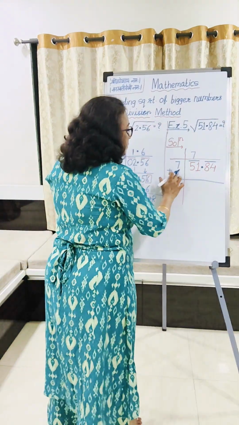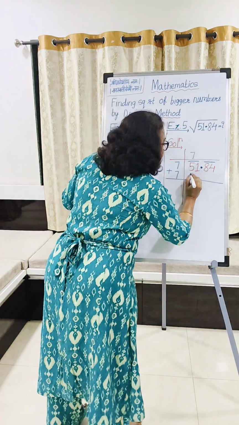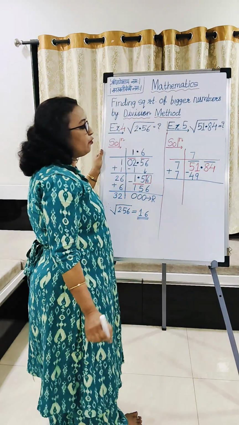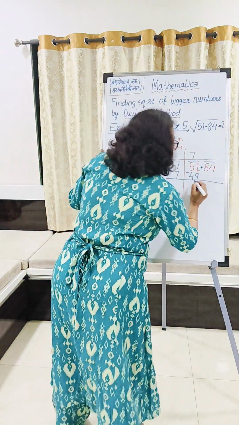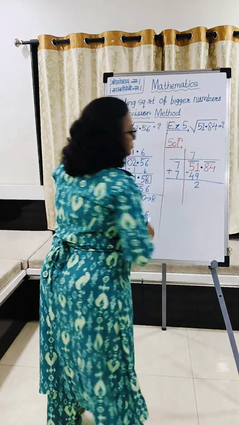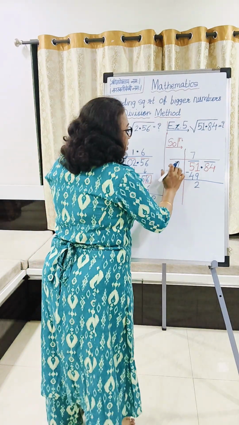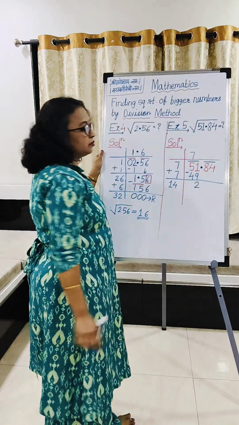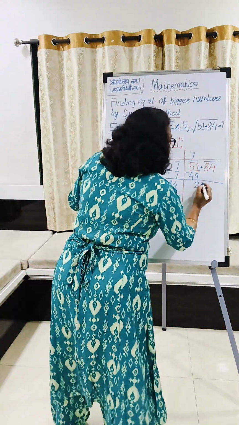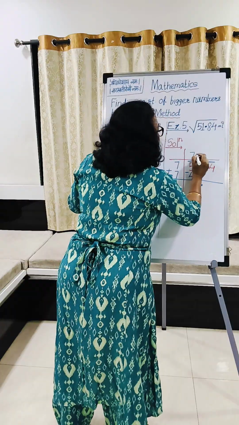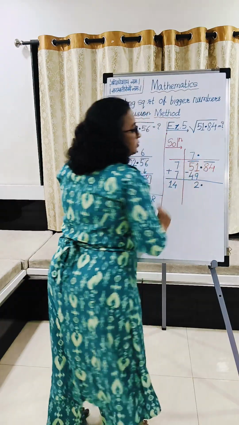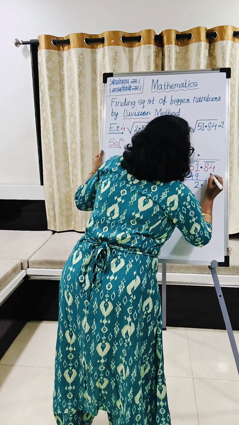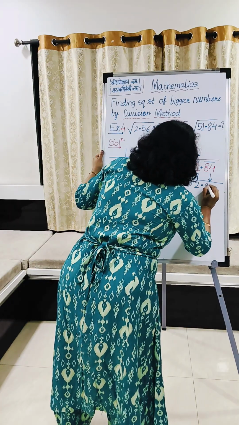Okay, now multiply 7 by 7, 7 sevens are 49, and write this answer here below 51. Then subtract 49 from 51, that becomes 2. Okay, now add 7 and 7, you get 14. Okay, now put this decimal point here and here also at the quotient's place. Okay, now bring down this fractional group below this.